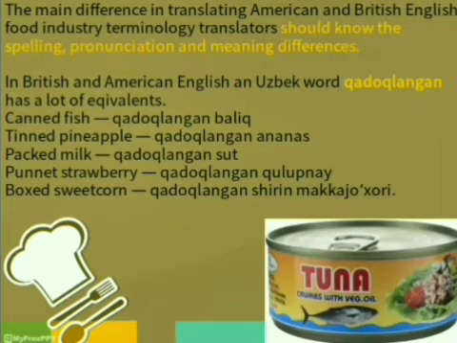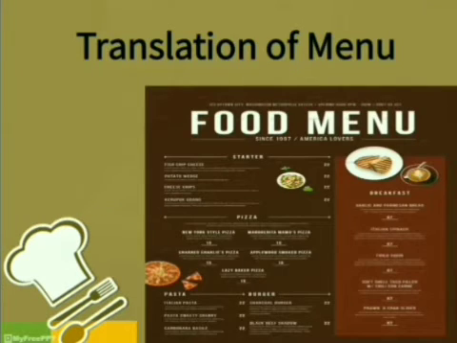Look at the word qadoqlangan. Canned fish, qadoqlangan baliq. Tinned pineapples, qadoqlangan ananas. Packed milk, qadoqlangan sut. Tinned strawberry, qadoqlangan qulupnay. Boxed sweet corn, qadoqlangan shirin makkajo'xori. While translating into Uzbek, we use the same verb. But while translating into English, you should be careful in choosing the verb, because different tinned foods have different terminology.